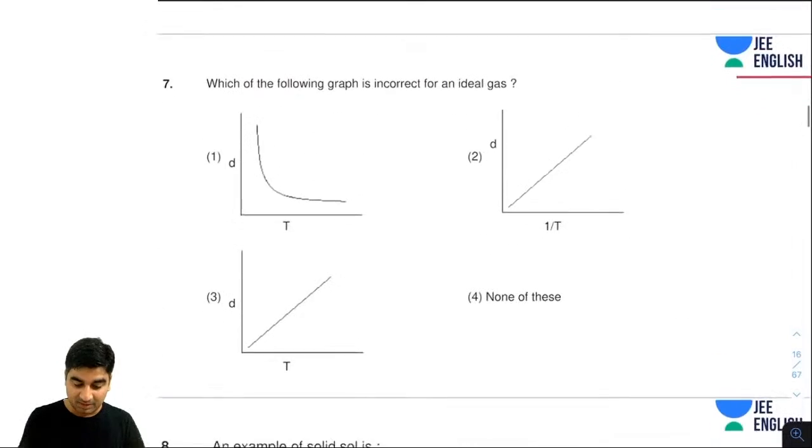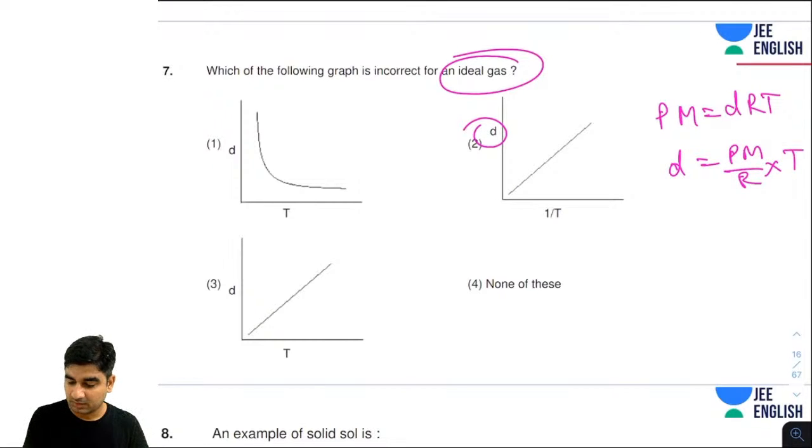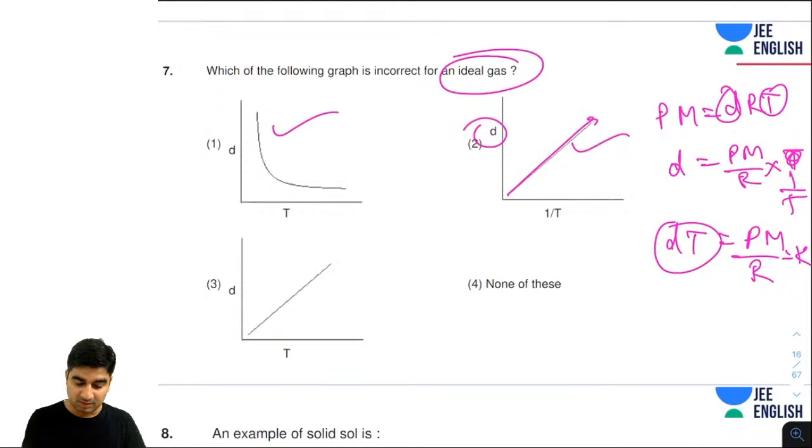So guys, again, which of the following graphs is incorrect for an ideal gas? For an ideal gas, PM is equal to dRT. So if it is d versus T, d versus 1 by T, yes, this is correct. And d versus T, this is constant, so this is also correct. So guys, now d by T. Out of these, only one can be the right answer, so you can get it.